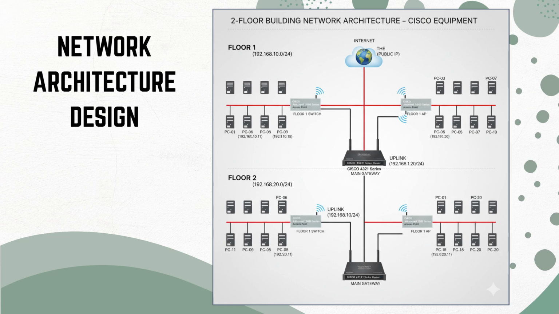The design logically separates the organization into two distinct floors, each assigned its own subnet. Floor 1 operates on the 192.168.10.0 network, accommodating its 10 PCs through a Cisco Catalyst 2960 series switch and a Cisco Aironet 1850 series AP.